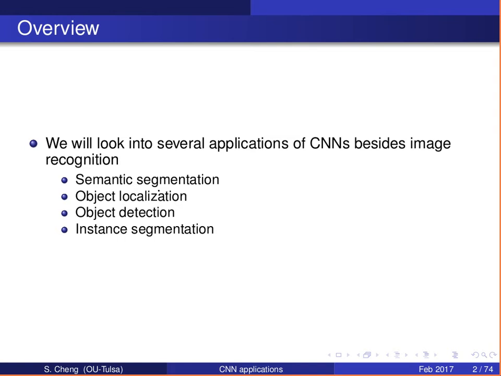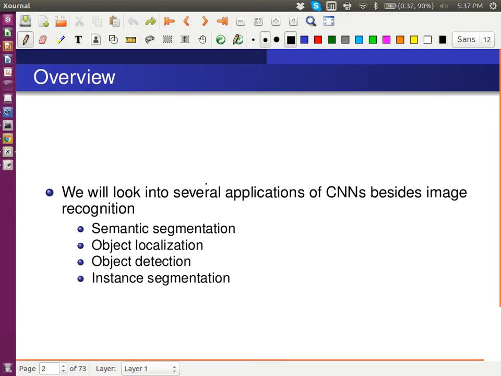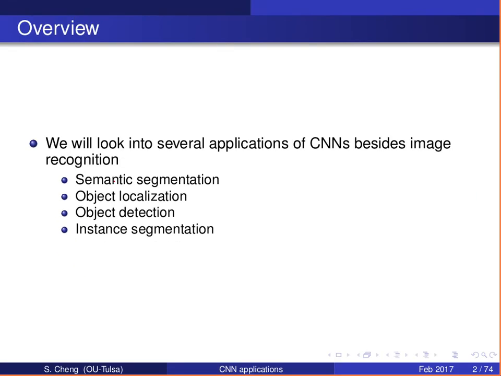So we'll look into several applications here. Semantic, sorry. I still prefer the web pen here. So semantic segmentation, object localization, detection, and instance segmentation. We looked into recognition already, right? Because the recognition problem is more or less considered solved for computer vision. So nowadays people who work on computer vision with neural networks typically look into other problems.